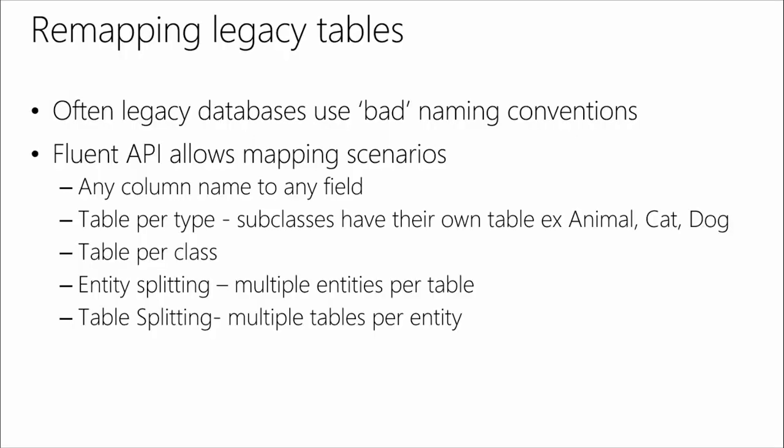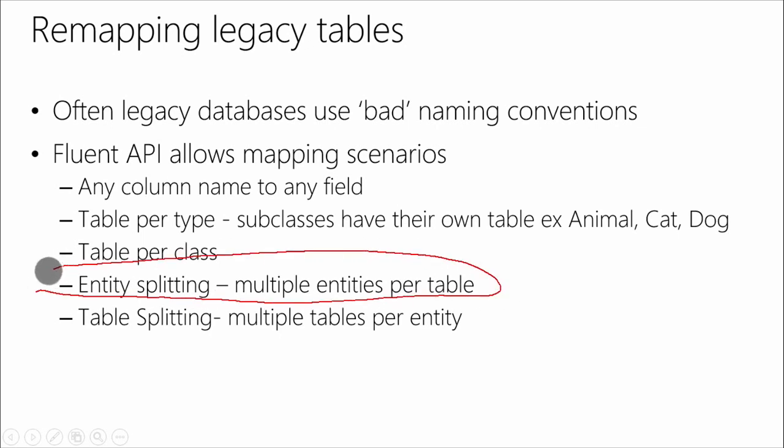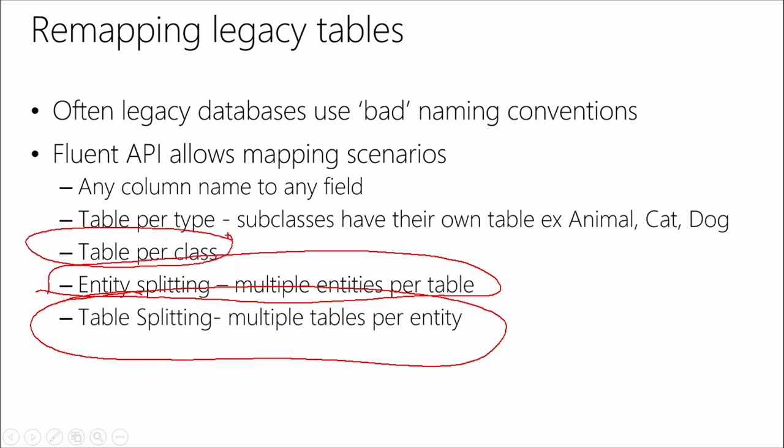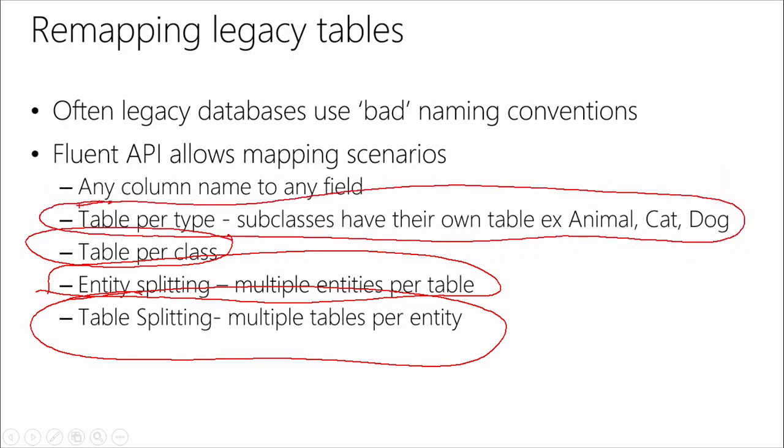So Fluent API, as I mentioned earlier, allows you to do things like entity splitting. So what I talked about here, multiple entities per table and multiple tables per entity, and also table per class, which is basically what we've been looking at so far. Everything has been table per class up till now. Christopher looked at a bit of this, table per type. No, actually, you didn't. You had kind of the inverse of this. You had one table that had all of these subclasses being rolled up in that one table.